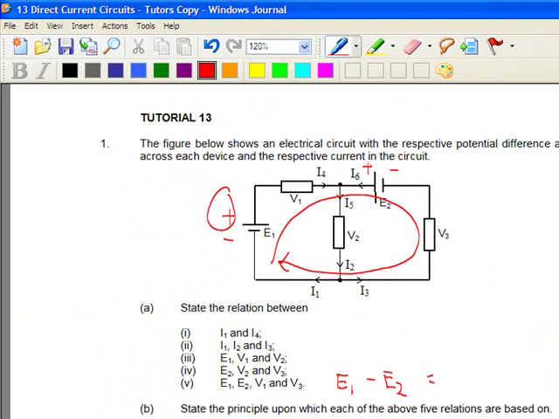Okay. How about V1 and V3? Now V1, will you put positive or negative? Potential drop. Yes.